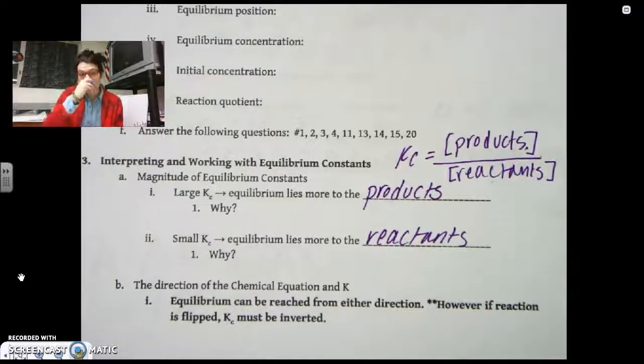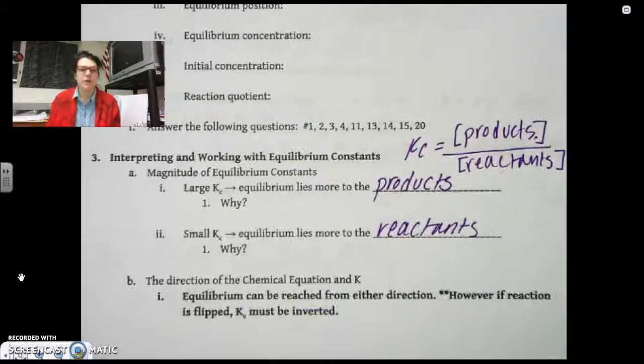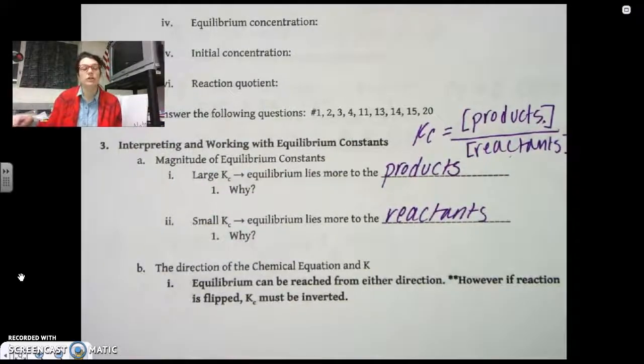Okay, now that you have had an intro to equilibrium and equilibrium constants and what it means, let's take it a couple of steps further and talk about what if we have certain numbers for our equilibrium constant. So if the equilibrium constant is the products over the reactants, if you have a large Kc, your equilibrium is going to lie more towards the product side.